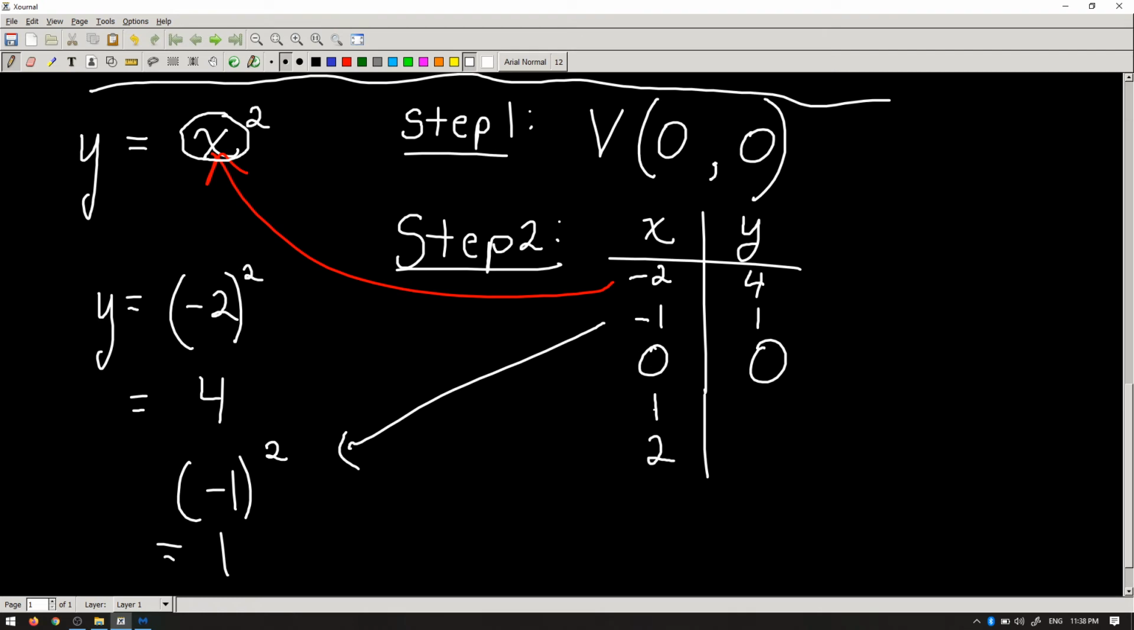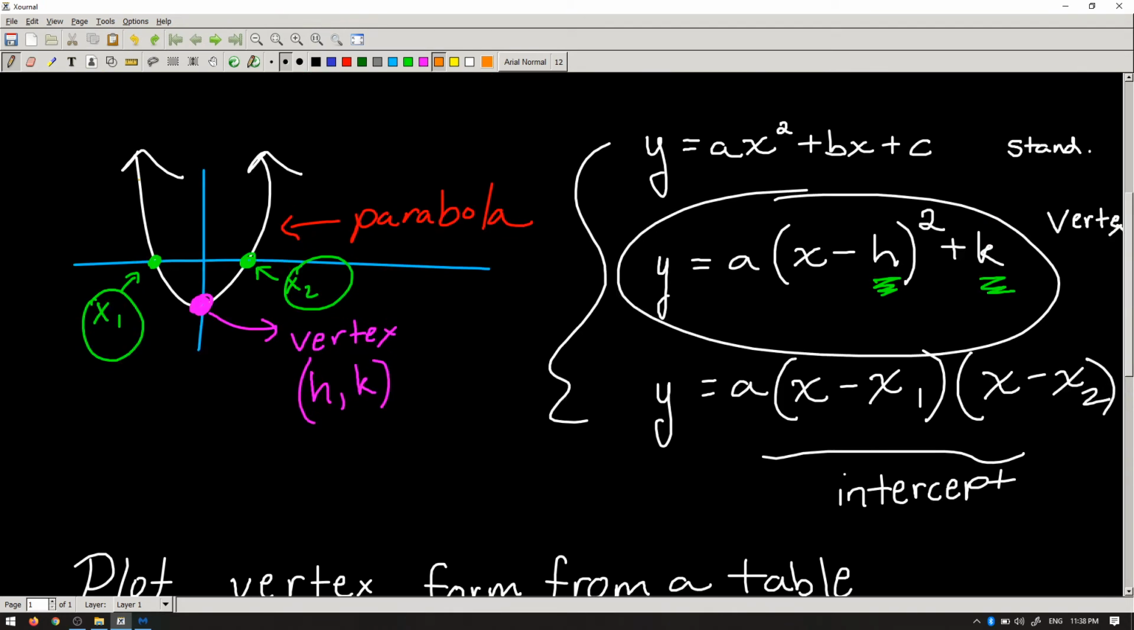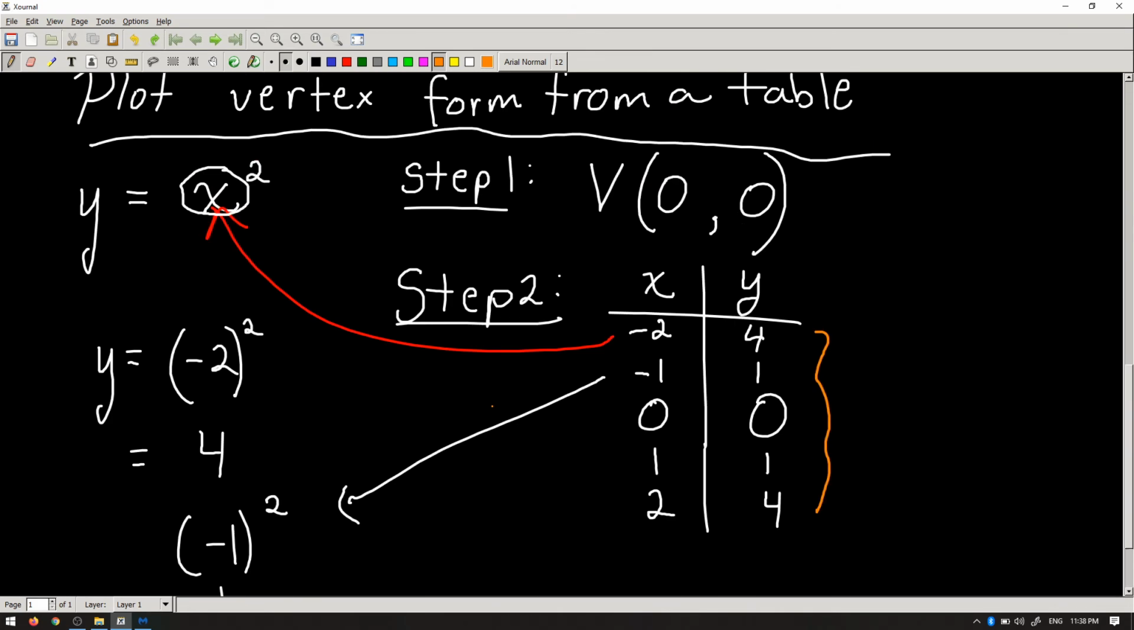Now I'm going to do the same thing with 1 and 2, but guess what? I'm going to generate 1 and 4 again, because the square of 1 is 1, and the square of 2 is 4. Now if you notice here, I've got some symmetry. 0 is in the middle, and I've got 1, 4, 1, 4 on opposite sides. You should expect to see that because a parabola is always symmetrical about that middle point, the vertex. So this is what I've generated.